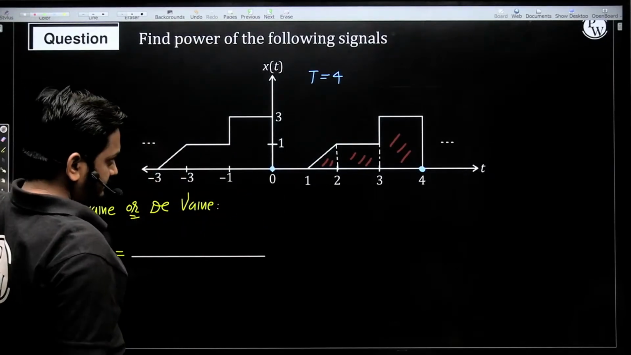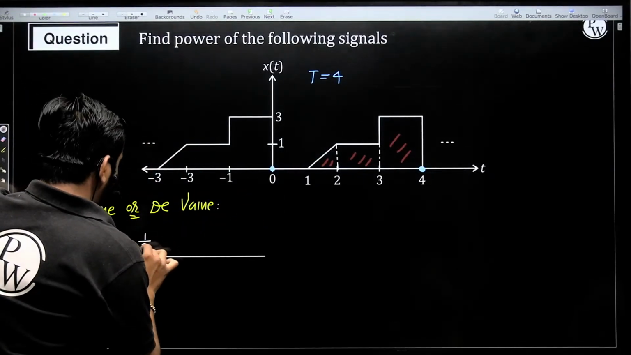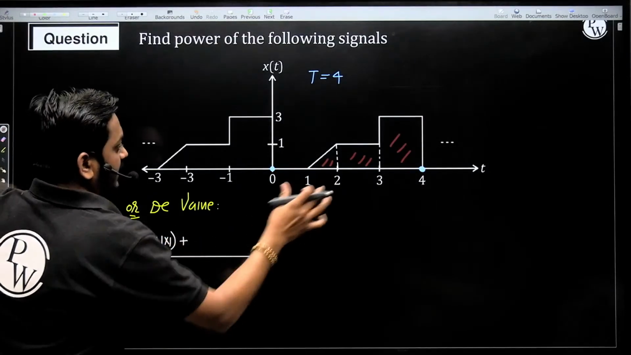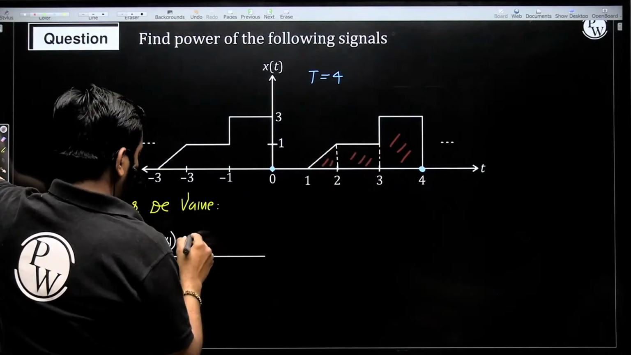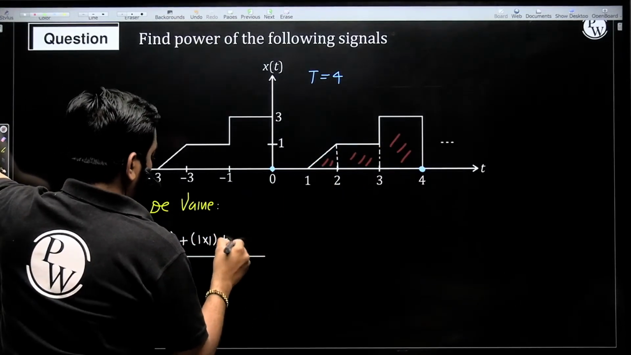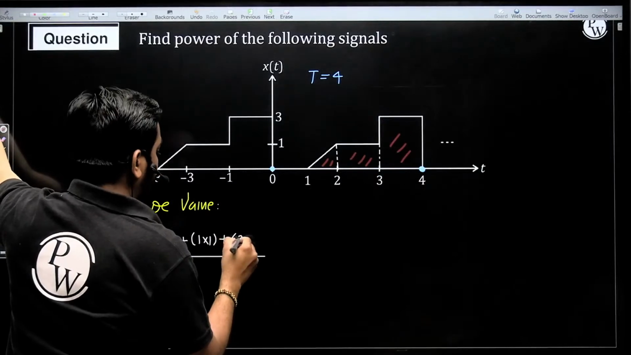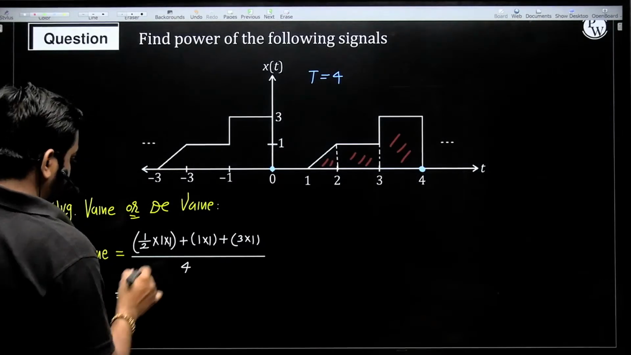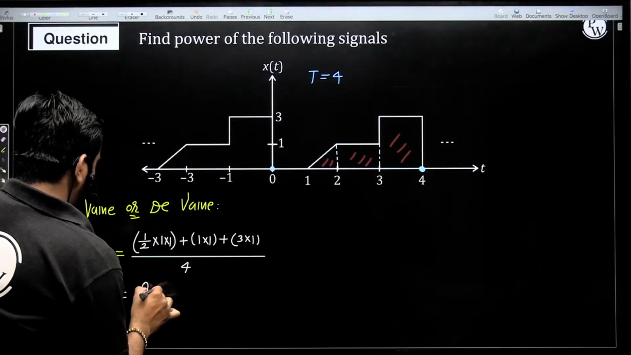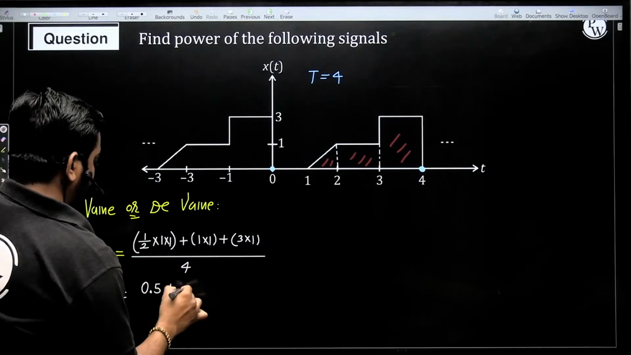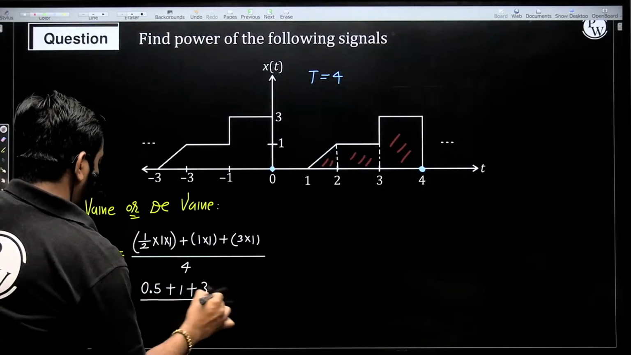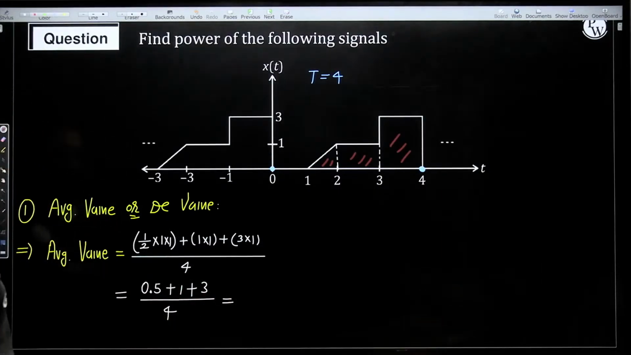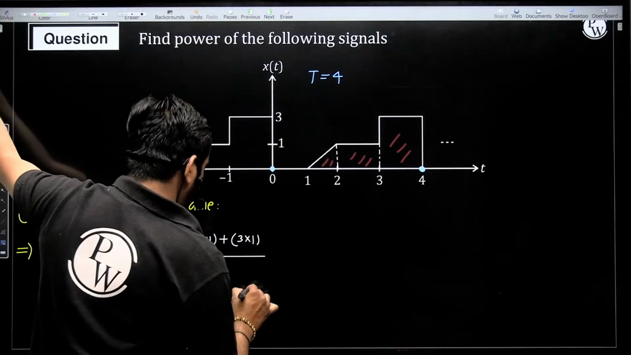So area of this triangle function: 1 by 2 into base, which is 1, into height 1, plus area of this rectangle function, height into width, so it is 1 into 1, plus area of this rectangle function, so it is 3 into 1, divided by the fundamental time period, which is 4. So this is 1 by 2, that is 0.5, plus 1 plus 3, divided by 4. So what is the total average value? So this is 4.5, 4.5 divided by 4.